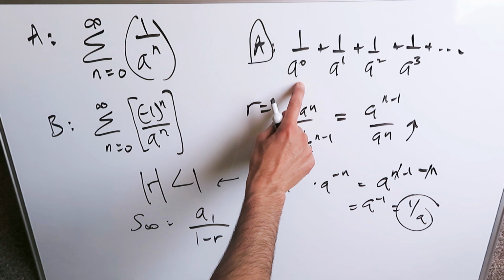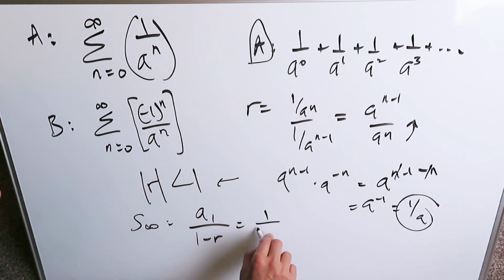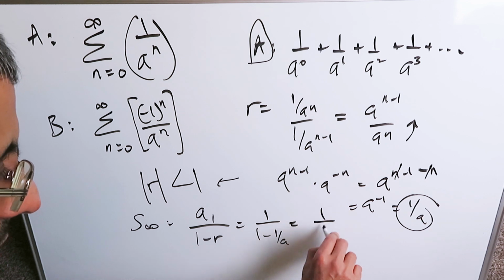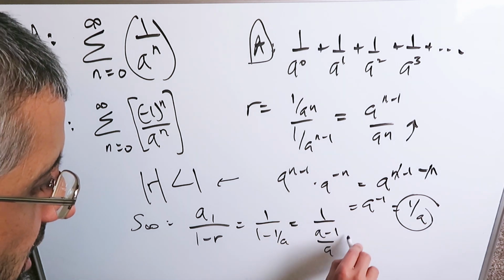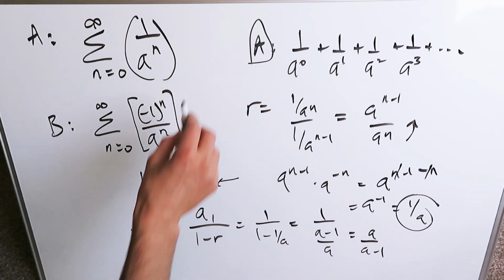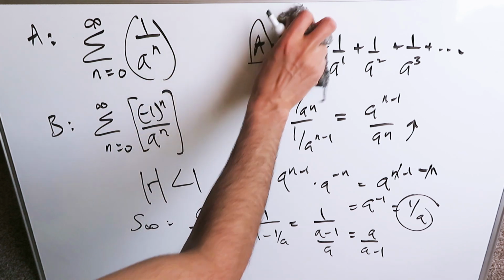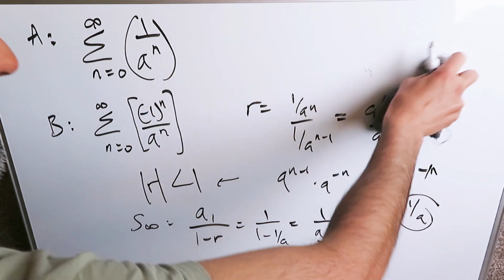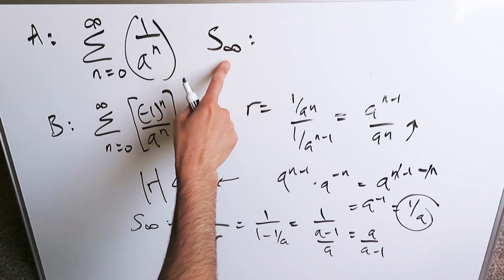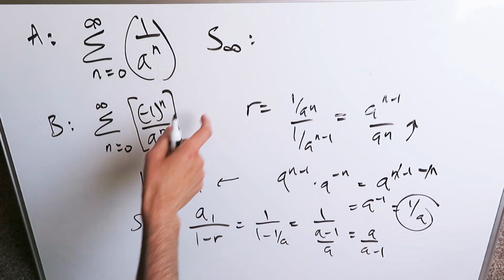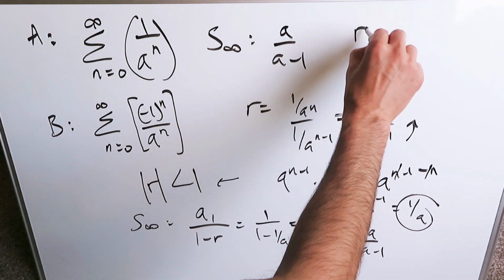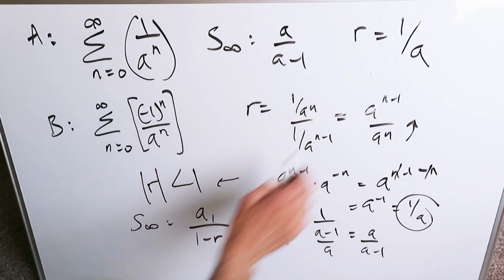My first term is this, which is equal to 1 over 1 minus my common ratio, which is 1 over a. Do fraction algebra. I have 1 over 1 minus 1 over a. Flip things around, I have a over a minus 1. Let's bring it out for you over here, then we can formalize it. I know for case A, the sum of the infinite series for this particular geometric series will be equal to a over a minus 1. I also know my common ratio will be equal to 1 over a.